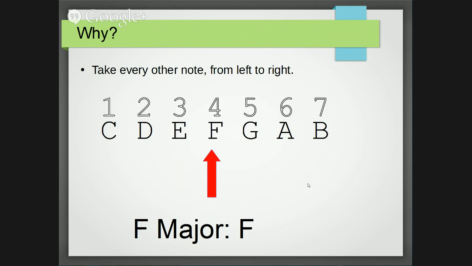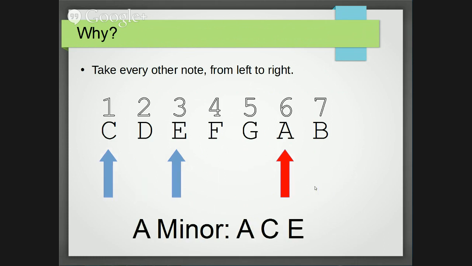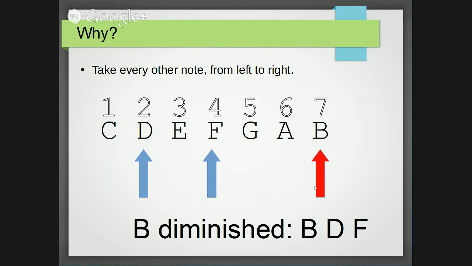F, I just want to pause here for a second, show you how this works. Again, our musical number line goes infinity to the left to infinity to the right. So we have F, A, we have to skip the B, we go back to number 1, the C, and we have F major. Same way for G major, you start on G, skip to the B, skip over C number 1, and go back to D. A minor the same way, A, C, E, and that B diminished chord, B, D, and F.